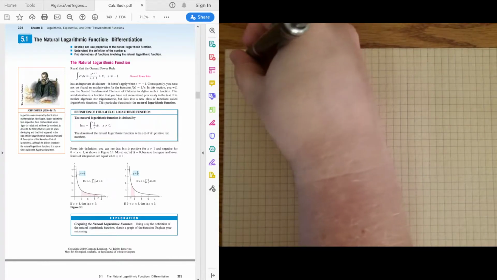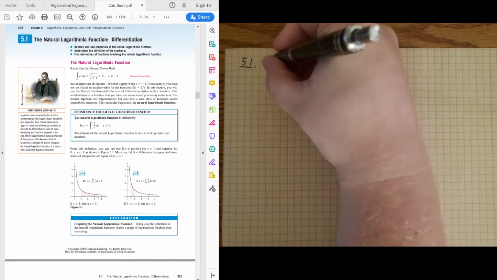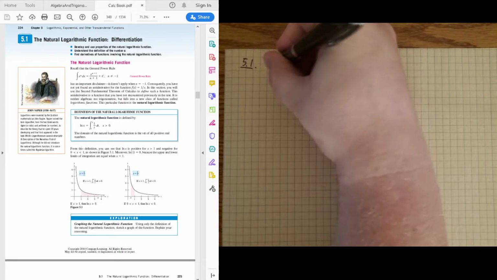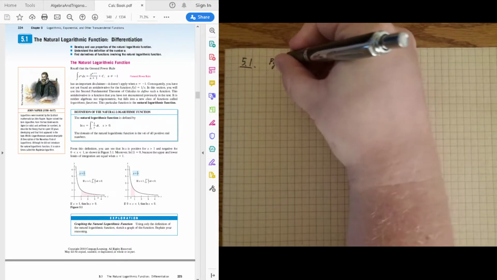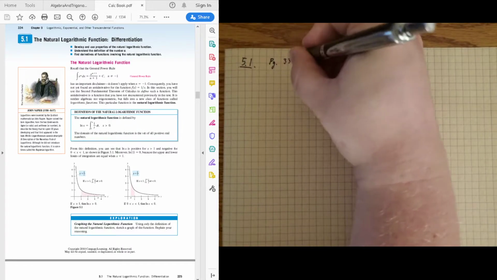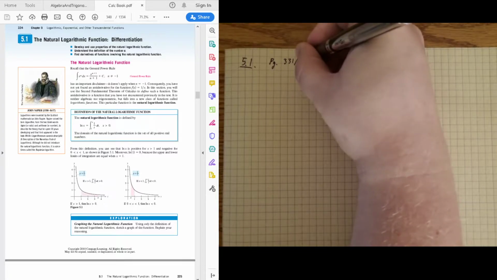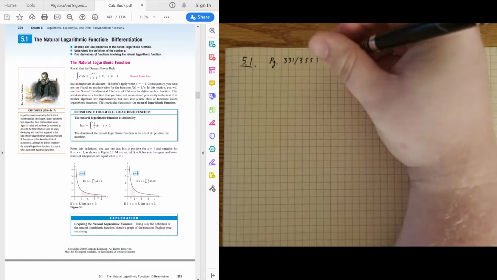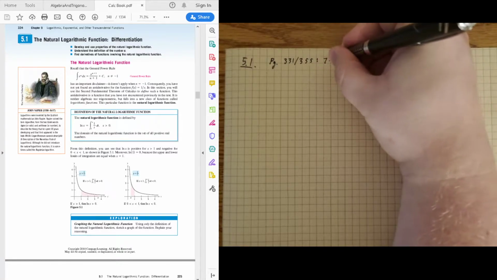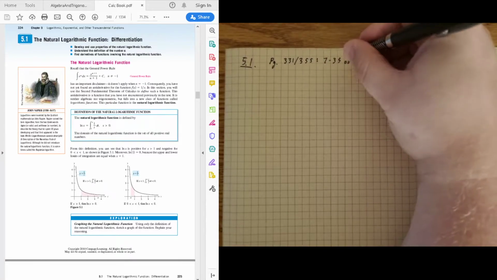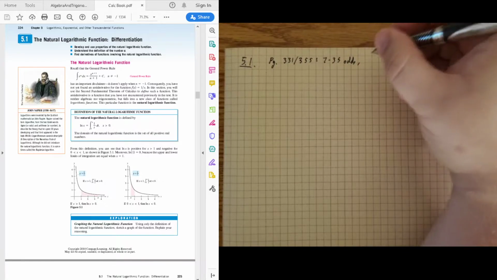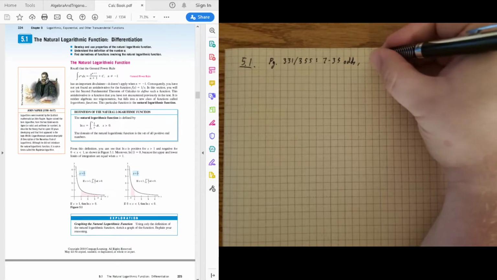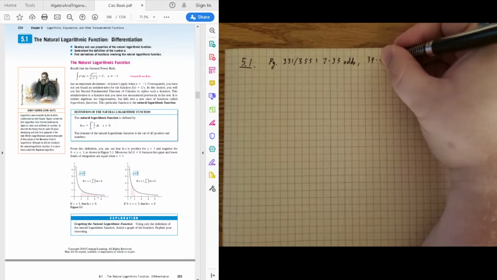First thing to note, in 5.1, your homework assignment is going to be 2 parts. So we'll have one part today and one part tomorrow. It's on page 331 in the textbook or on page 355 in the PDF. And that is 7 through 35 odds and 39 through 53 odds.